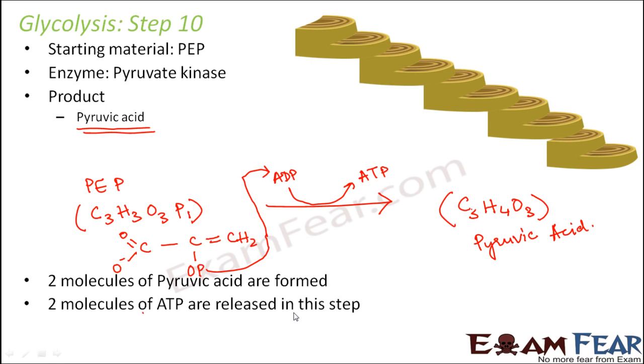So we saw that out of these 10 steps, our initial starting material was glucose and our final product was pyruvic acid. But if you look at all the 10 steps, you see that there were so many intermediate compounds which were formed. Also, in different steps, in some steps ATP was utilized, in some steps ATP was formed, in some steps NADH was formed. So that means energy was also released in quite a number of steps out of these 10 steps.